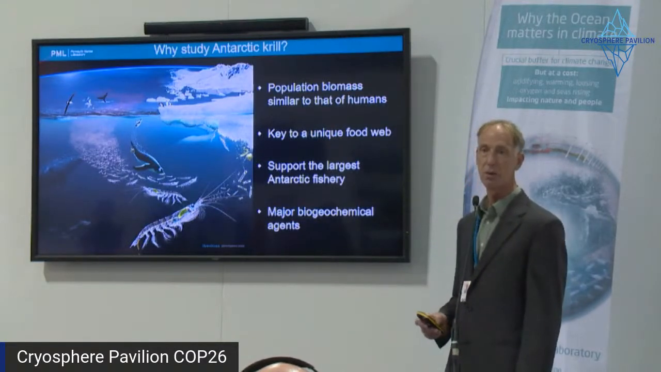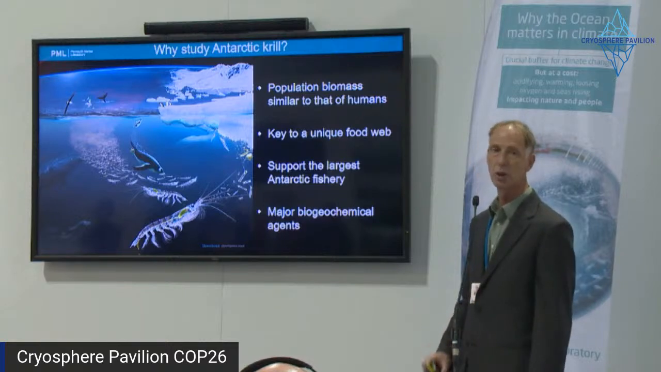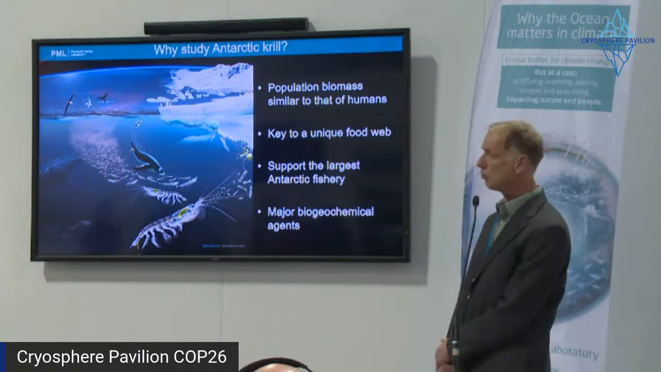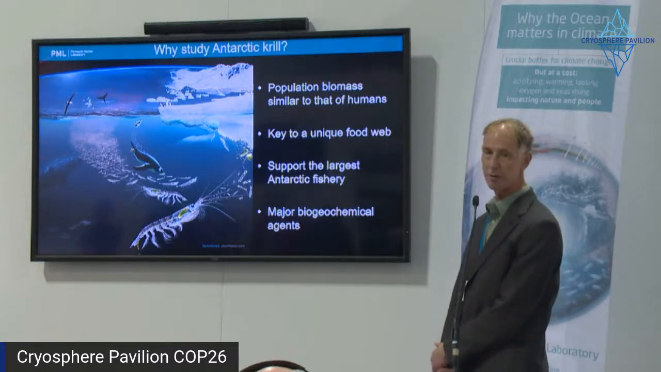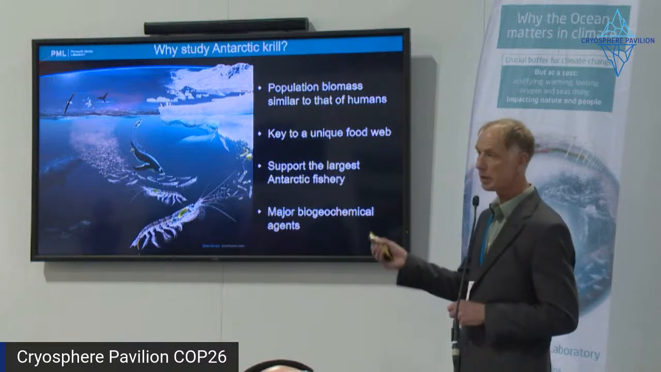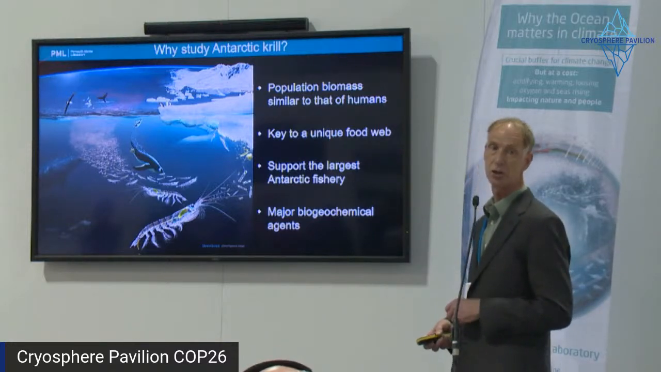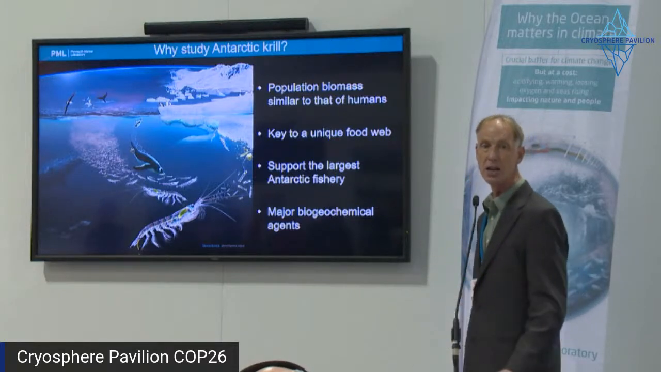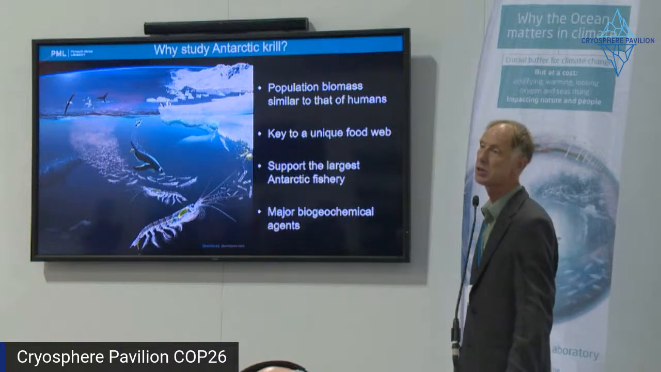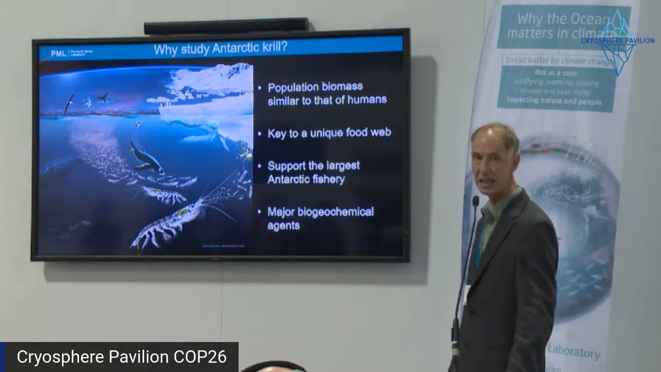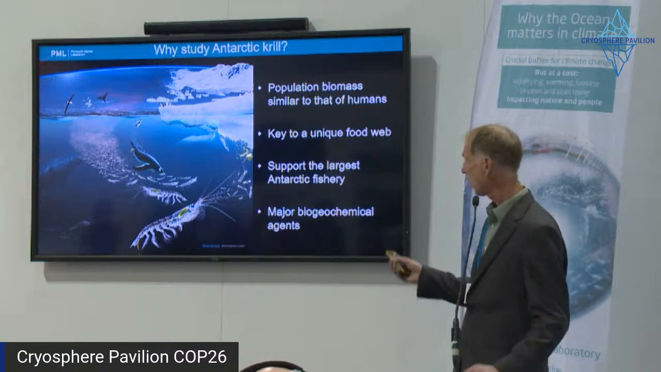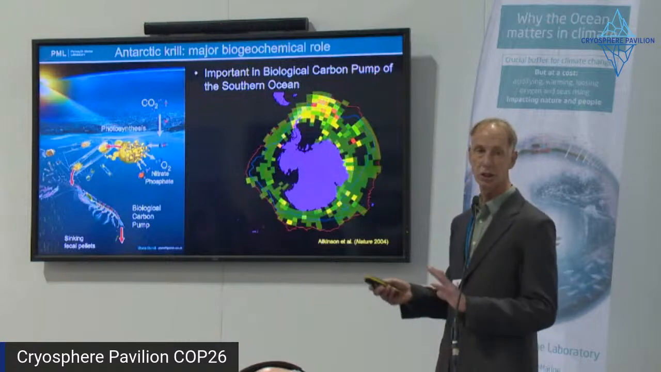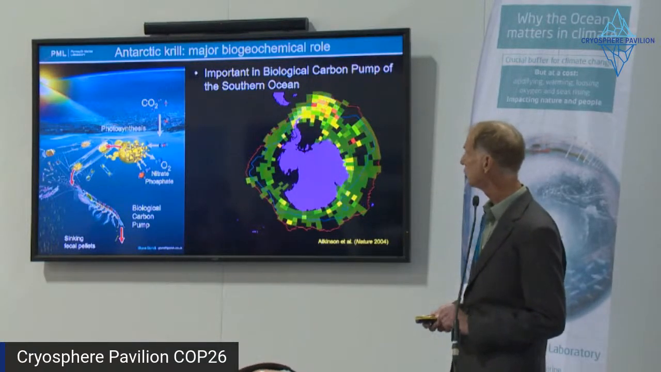So why study Antarctic krill? There's a lot of reasons. Two of the really obvious ones are their enormous biomass, and also their key role in the unique and iconic food web of Antarctica. And I've just shown in this schematic some of the predators which are wholly or partially reliant on krill. Two other reasons: they support an enormous fishery. It's extracting at the moment about a third of a million tons of krill a year, and it's expanding. And also they are major biogeochemical agents in the transfer of carbon. And I've just got one slide to illustrate that carbon issue.